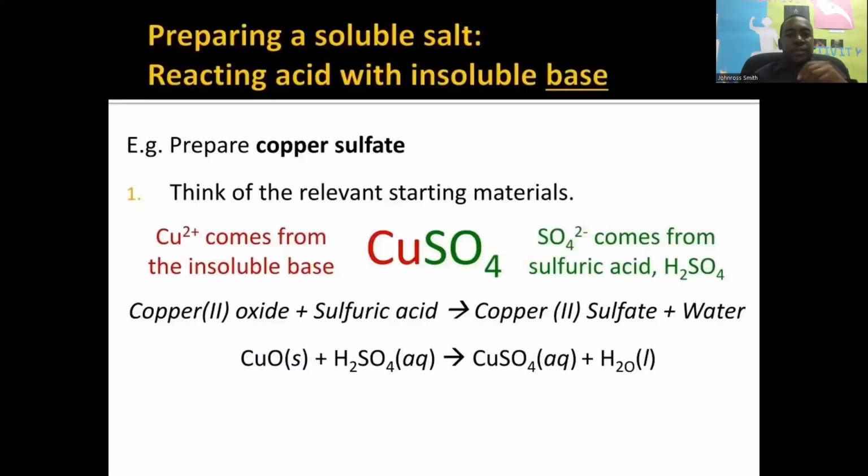And here is another example, copper sulfate. We're using an oxide, so copper oxide and sulfuric acid. Again, because we want copper sulfate, we have to use an acid that has sulfate in it, and we get the copper from copper oxide.